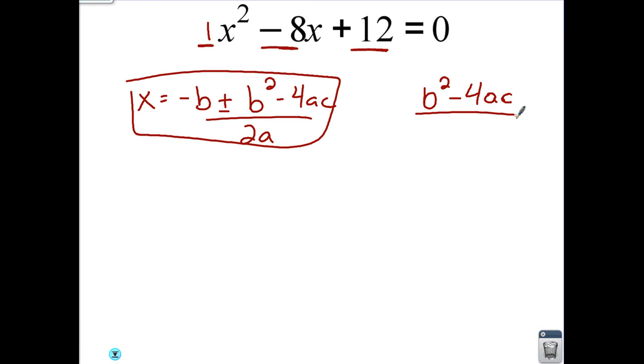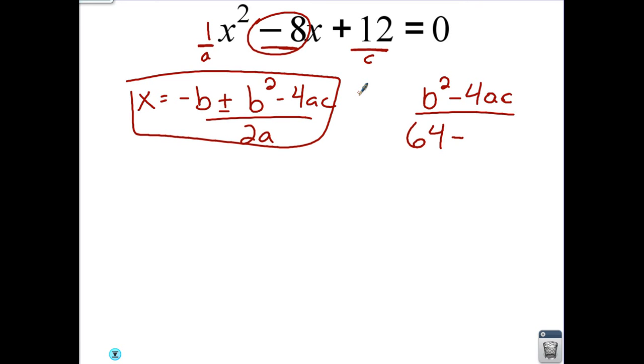B squared minus 4AC, help me with this. Claudia, B squared. What is negative 8 squared? Close. Positive. Because negative times negative is positive. And I go ahead and put my minus there. Now I've got to do 4 times A times C. Stephen, 4 times A times C. A was 1. C was 12. 4 times 1 times 12.